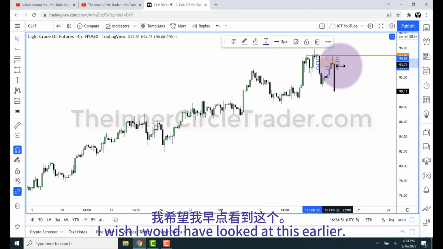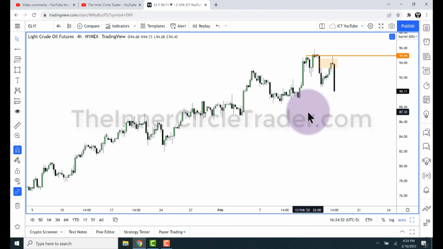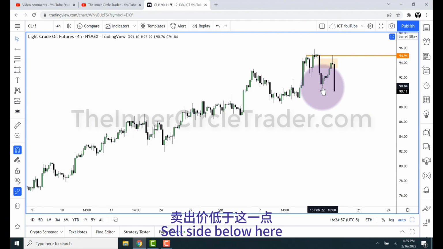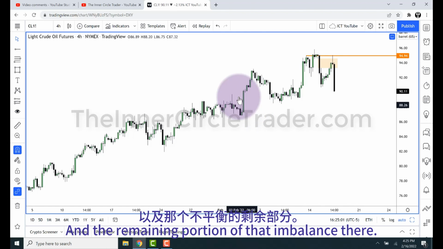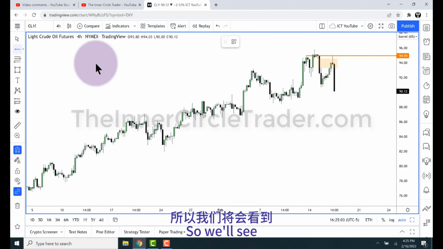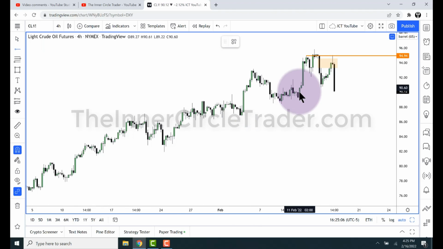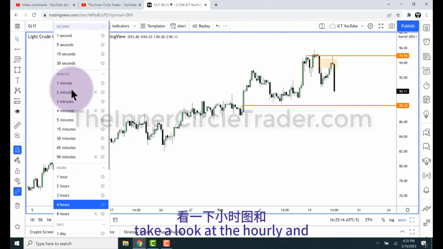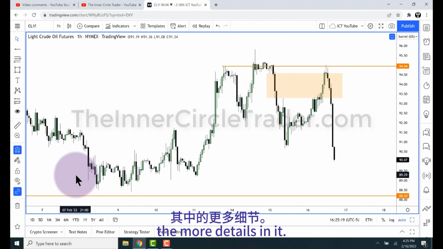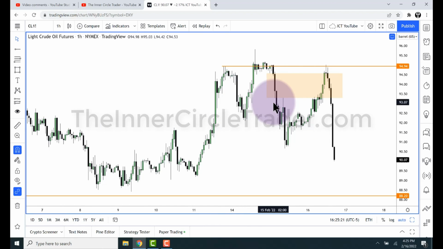I wish I would have looked at this earlier. I would have taken this trade. Okay, selling short here. Sell side below here, and below here, and the remaining portion of that imbalance there. So we'll see what we get for oil. So 88.20 looks doable. All right, so let's take a look at the hourly. Any more details in it? That's really nice.